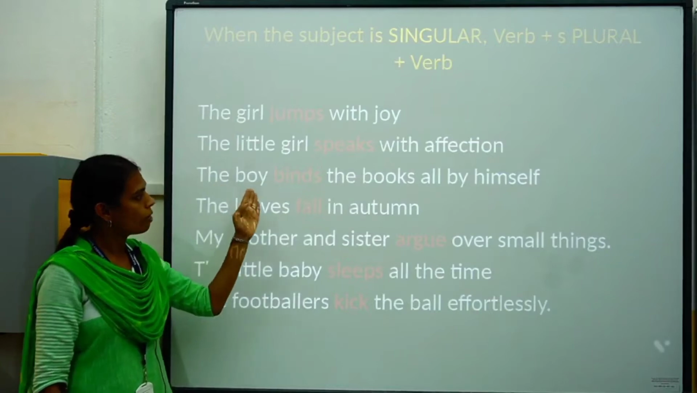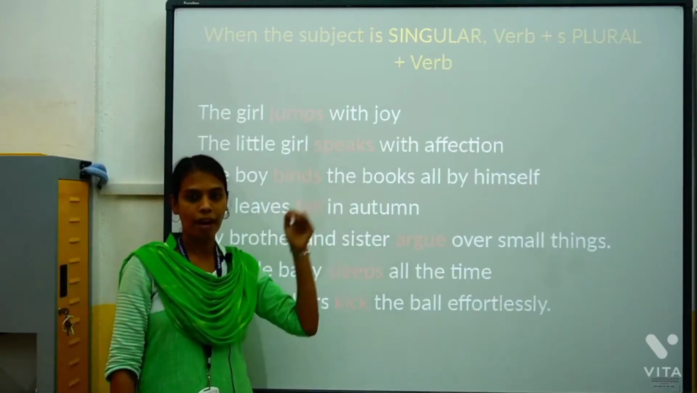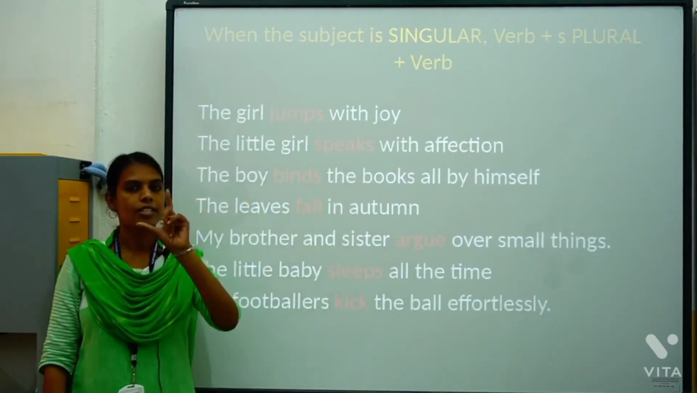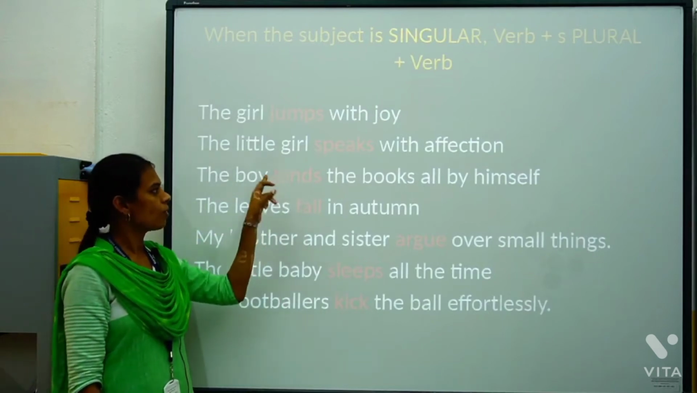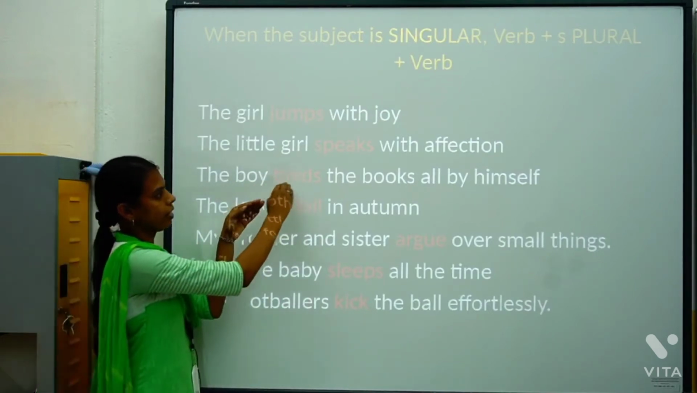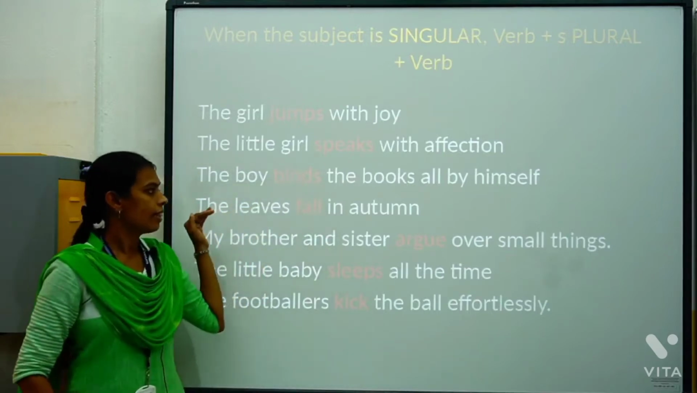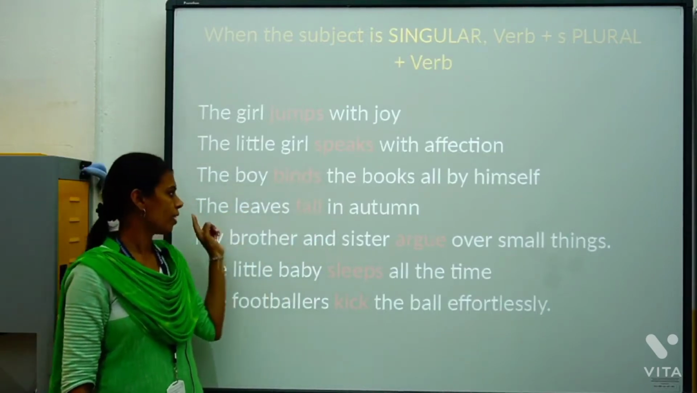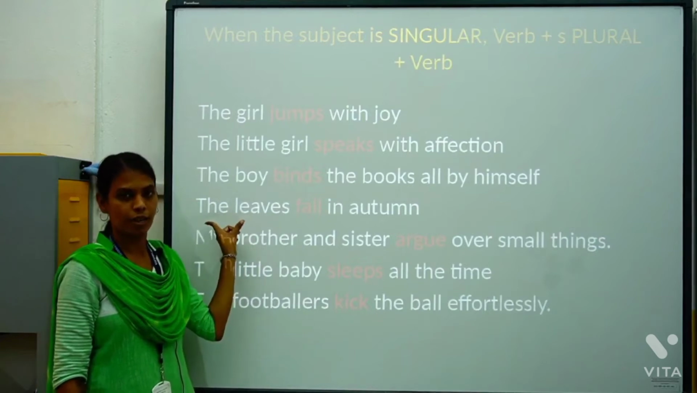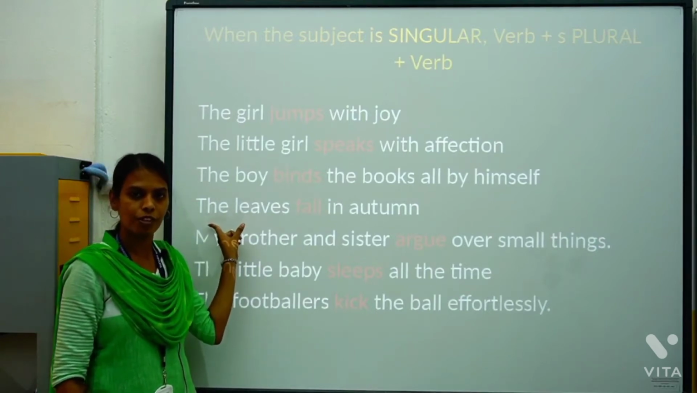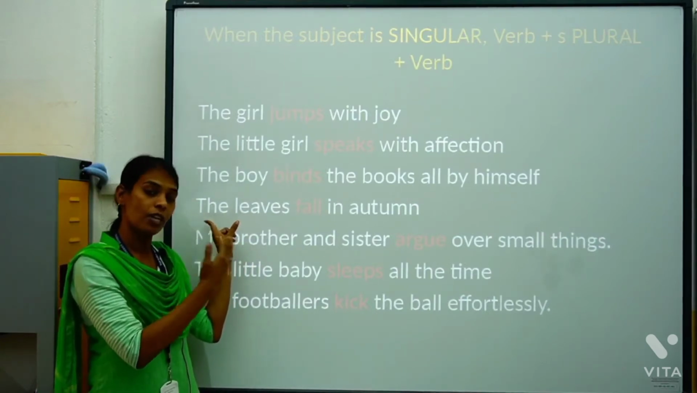Then, the boy binds the book all by himself. Here the boy is a singular subject, right? So therefore I add s to the verb. Then, the leaves fall in autumn. Here the leaves is a plural subject. Do you all understand now the difference between singular and plural subjects?